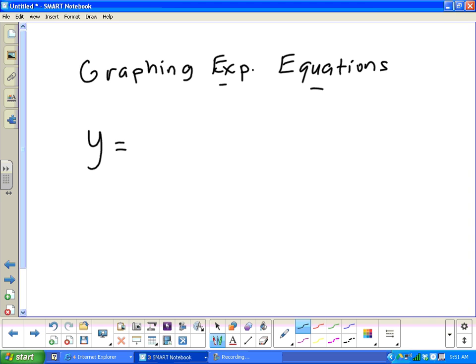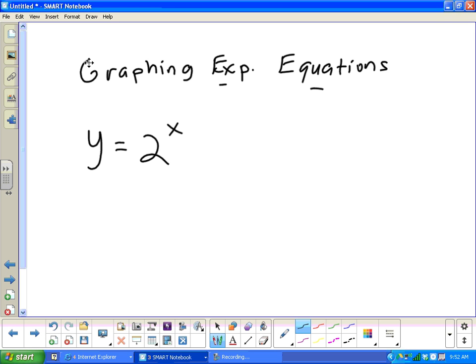So we've got y equals. Now probably, instead of y, this might say f of x or t of x. I'm just going to say y equals 2 to the x power. Notice what makes this an exponential equation is the x. What's different here? The x is the unknown, and where is it? It's not like a normal number. It's an exponent. That's the key.